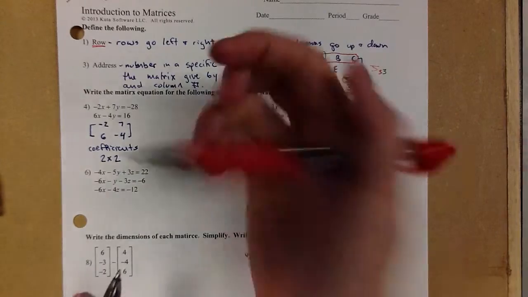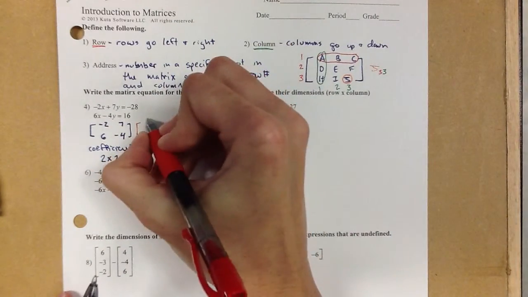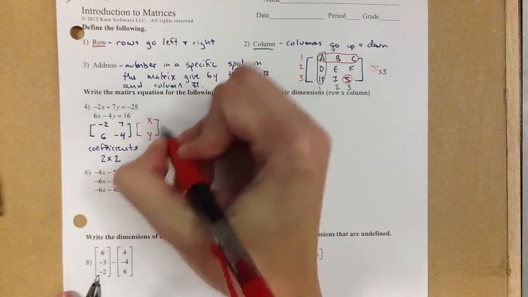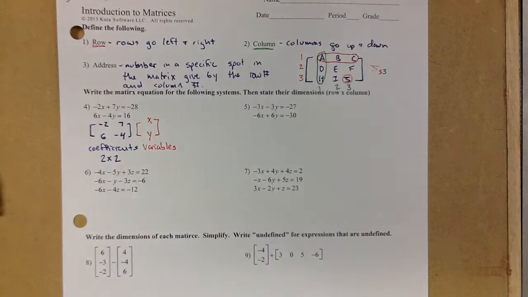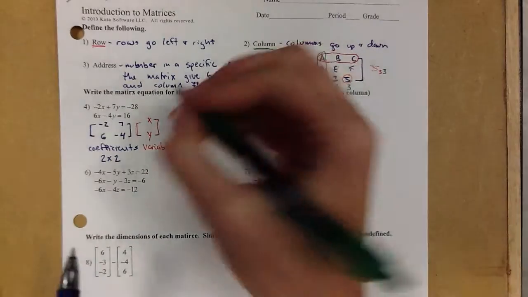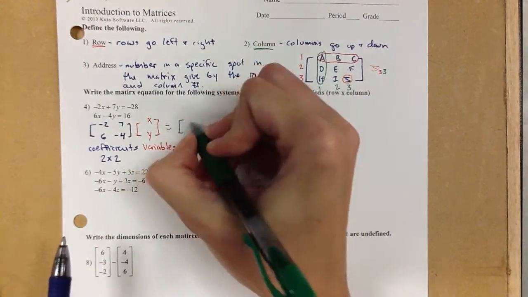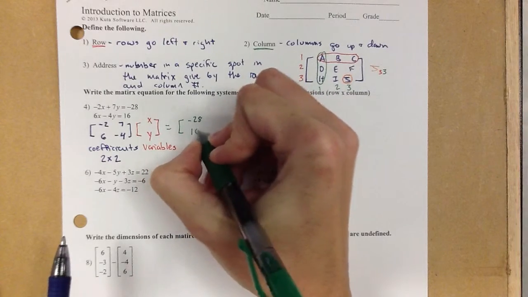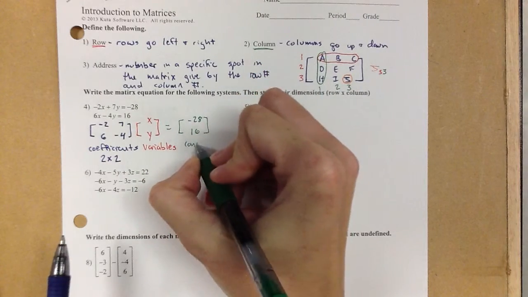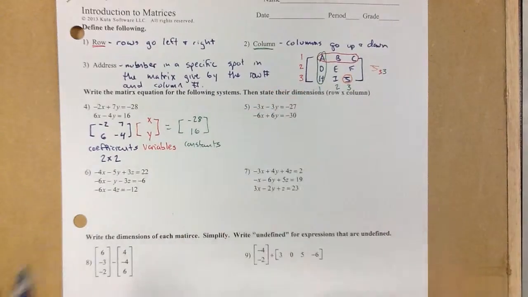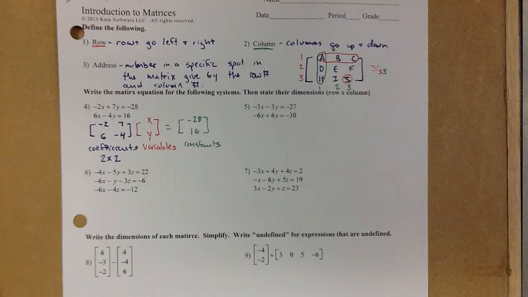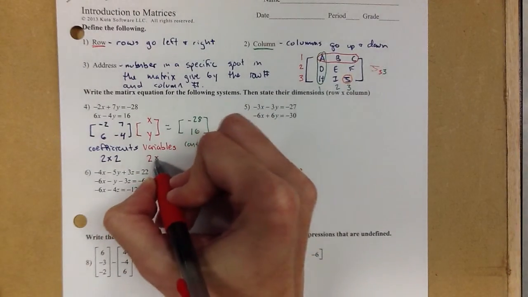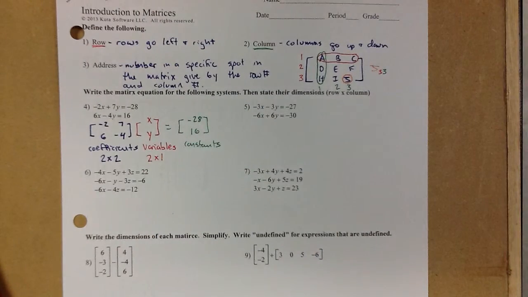Then I have the variable matrix, which just has the variables in it. Hence the name. Variables. And then the last one we have over here is the constants. So what are the dimensions of the variable matrix? Row first. How many rows are there? 2. 2 by 1. And what about your constants? 2 by 1.